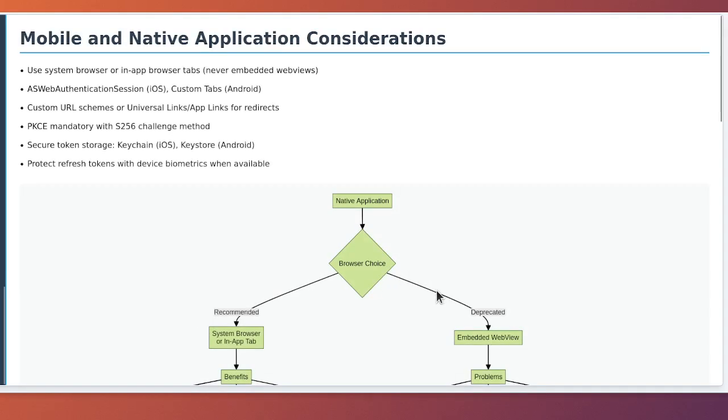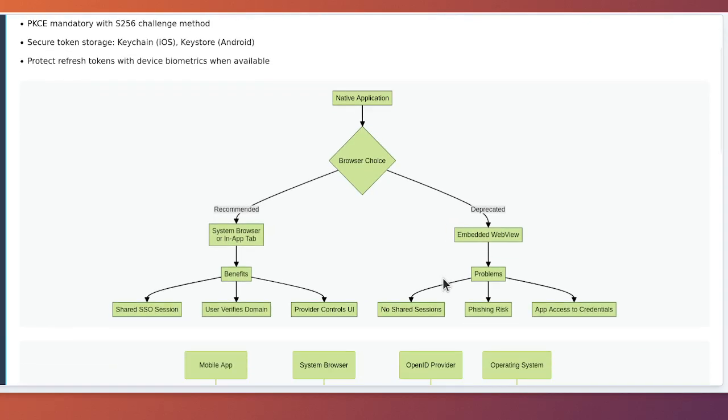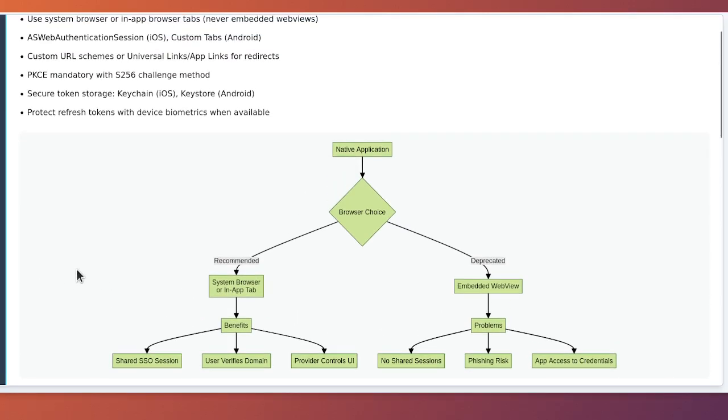Mobile and native application considerations. Mobile and native applications present unique challenges and opportunities for OpenID Connect implementation. Unlike web applications that run in browsers with standardized security models, native applications run directly on devices with varying operating system capabilities, making security considerations more complex.